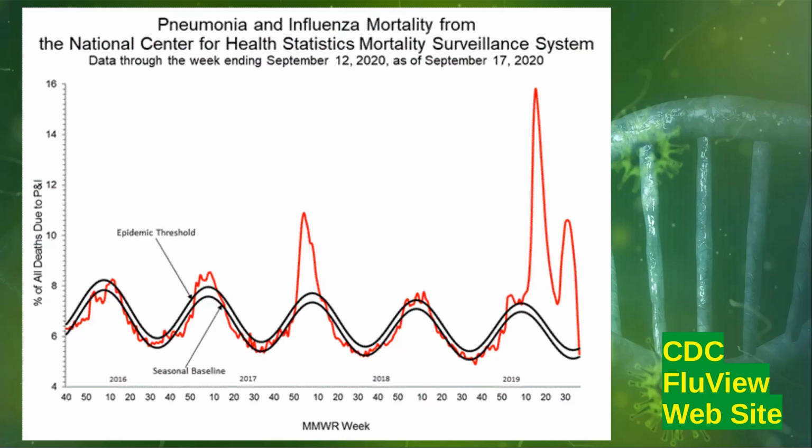This is the FluView website. This purports to report the percentage of deaths each week due to pneumonia and influenza. The scary red line that you see is this percent of deaths each week due to pneumonia and influenza. And it shows a number that varies from 6%, maybe just slightly under 6% in the middle of the summer, up to 8, 9, 10, 11% sometimes during the winter. The average is around maybe 7%, something like that.